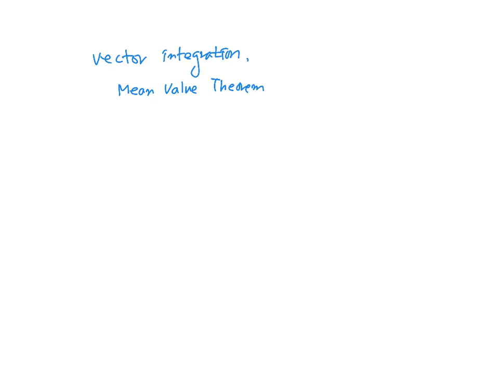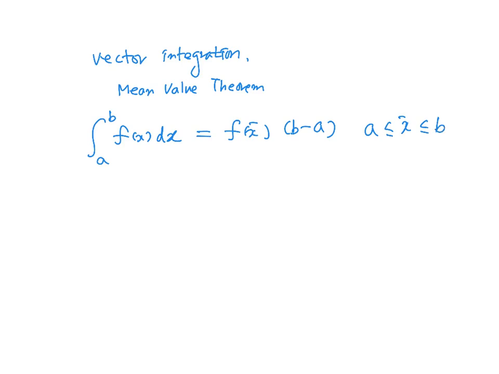You probably learned this during your high school calculus or the freshman calculus. That is basically, from a to b, if you integrate this, this is f of x bar times b minus a, where x bar is between a and b. So anybody remembers this mean value theorem? Raise your hand. Probably you have learned it as 중간값 정리, right?